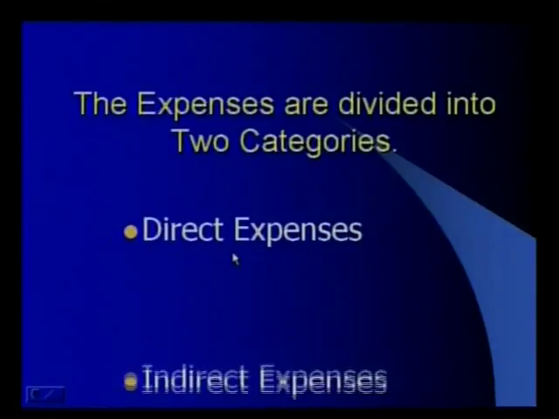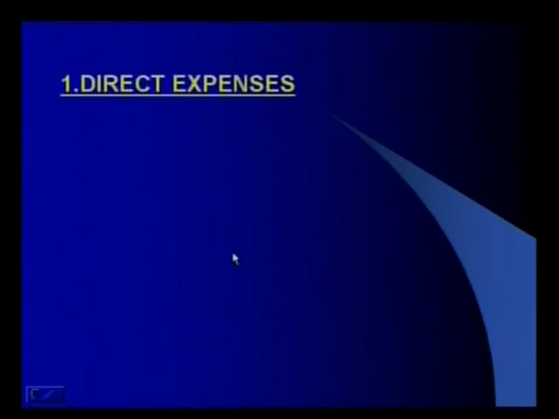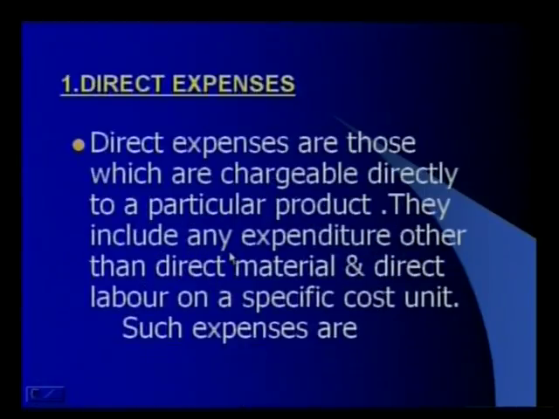The expenses are subdivided into two categories, direct expenses and indirect expenses. Let us see what direct expenses are. Direct expenses are the expenses that are chargeable directly to a particular product. They include any expenditure other than direct material and direct labor for a particular unit of cost. That comes under direct expenses.